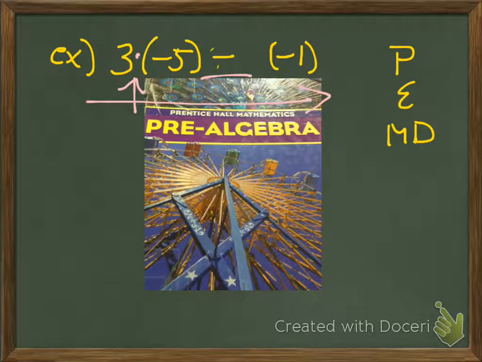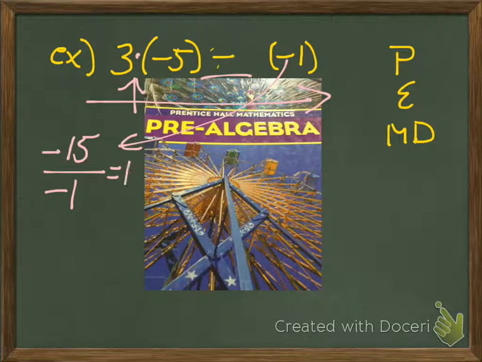So 3 times negative 5 is going to give us negative 15 because they are different signs. The product is 15. The sign comes out negative. Now, I'm going to rewrite this as negative 15 divided by negative 1. And now they're the same sign. And so negative 15 divided by negative 1 comes out to be 15. All right, so that's my final answer.